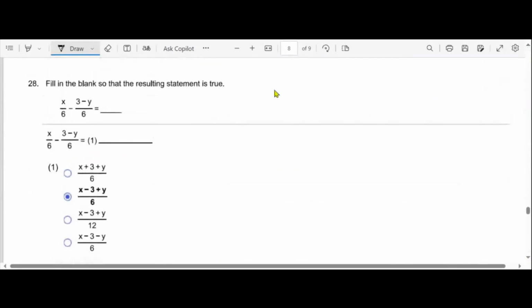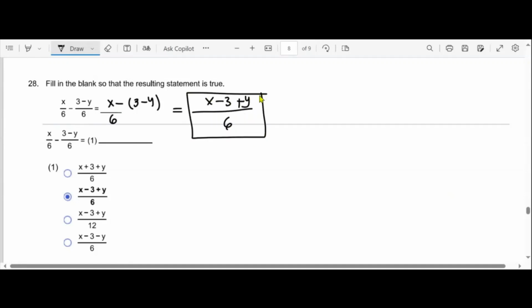Fill in the blank so that the resulting statement is true. x divided by 6 minus 3 minus y divided by 6. So we're going to have, wait, x over 6 minus. Honestly, I don't know how it was solved.